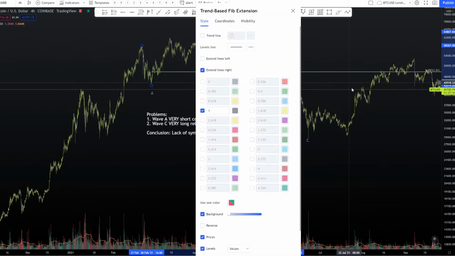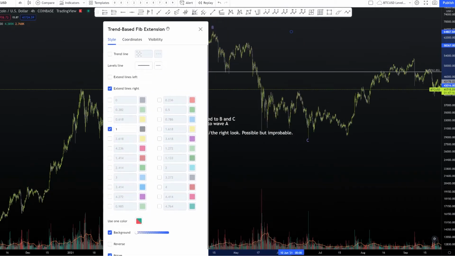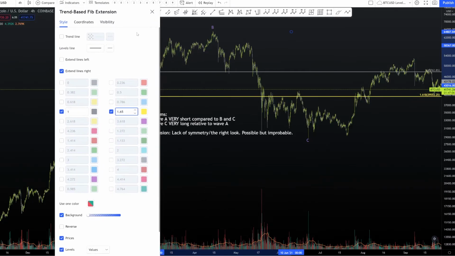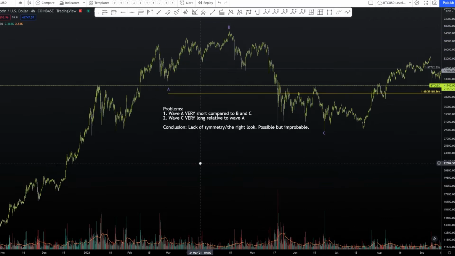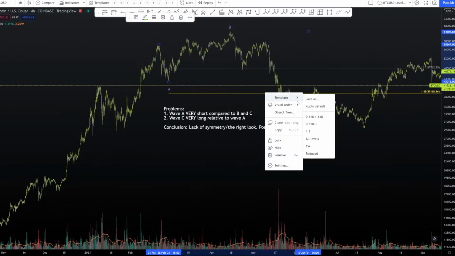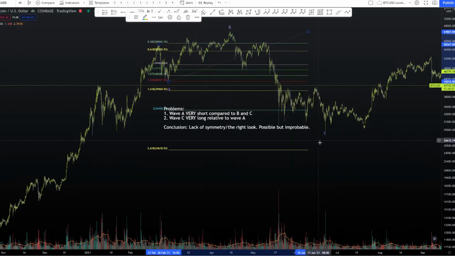Then typically the wave C, you want to find it between the 100% level, so about the same length as the wave A, or the 165% level, so that would be 1.65. And we can see it clearly comes way beyond those two levels, and it actually comes all the way down to the 2.618, I believe, if we were to show you guys all levels.